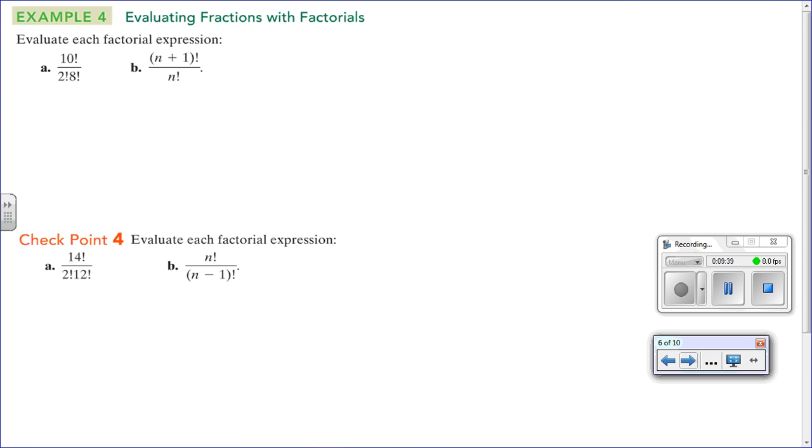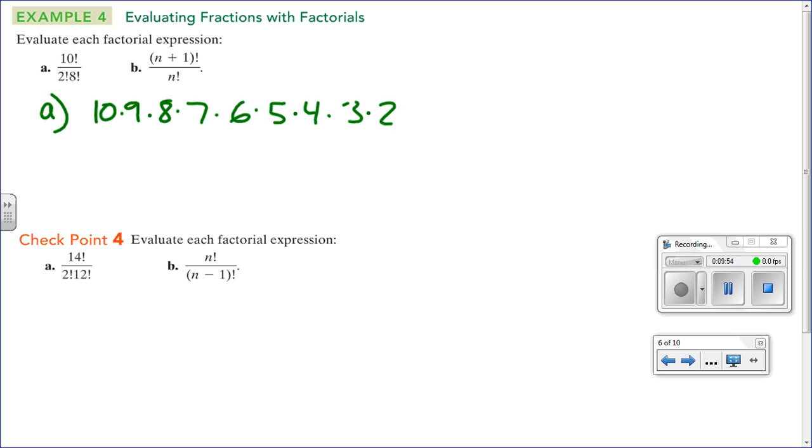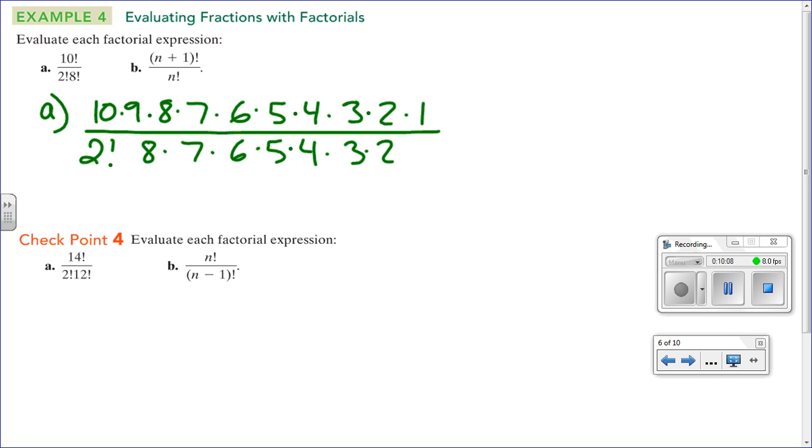All right, so next slide. We're going to simplify some by canceling out, like Andrew said earlier. So for example, 10 factorial will be 10 times 9 times 8 times 7 times 6 times 5 times 4 times 3 times 2 times 1. And then on the bottom, I have 2 factorial. I'm going to leave it like that. And then I'm going to have 8 times 7 times 6 times 5 times 4 times 3 times 2 times 1. So then I can cancel the 1s, the 2s, the 3s, the 4s, the 5s, the 6s, the 7s, the 8s. And that's it.